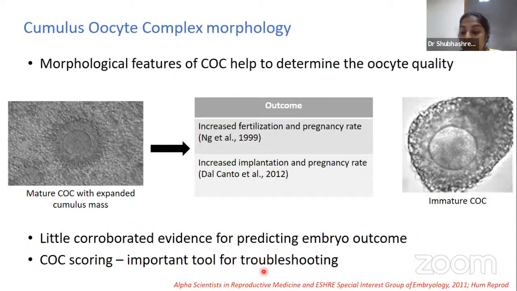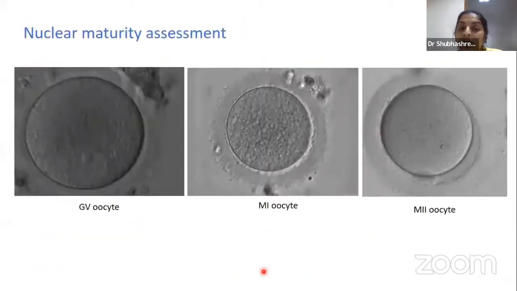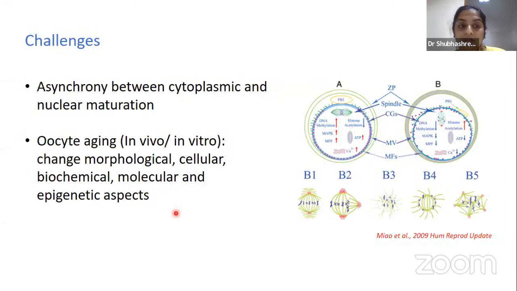So what is the next step? Once we have COCs, for ICSI we go for denudation and then further nuclear maturity assessment. The nuclear maturity can be assessed by the presence of the polar body in the oocytes. Whenever you have a single polar body in the perivitelline space, that is considered a mature oocyte. When you don't see the polar body, it is an M1 oocyte. And when you see the germinal vesicle in the cytoplasm, that is considered a GV oocyte. But is just assessing the nuclear maturity enough to understand the oocyte quality? The answer will be no, because there are challenges when you just assess the nuclear maturity.